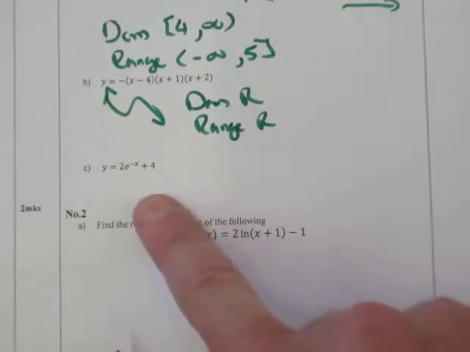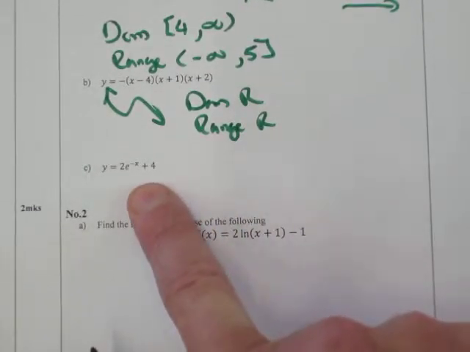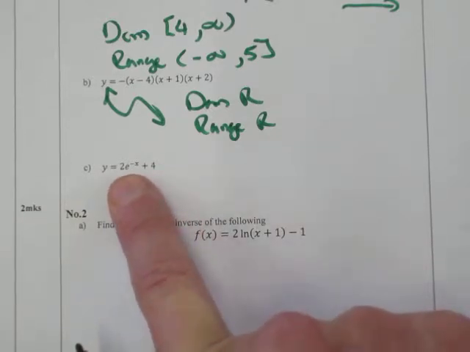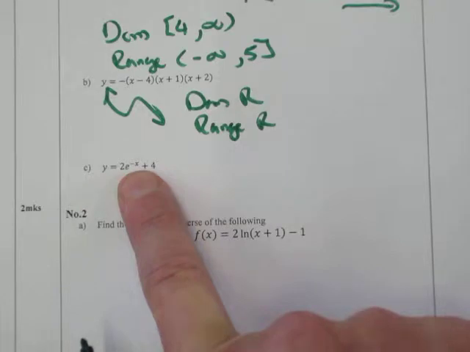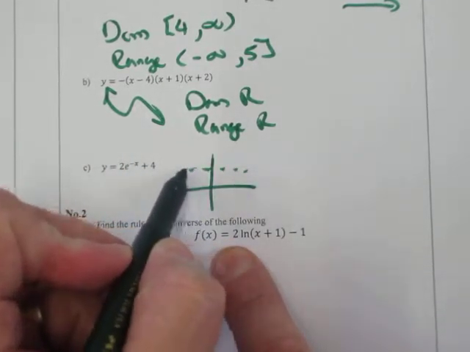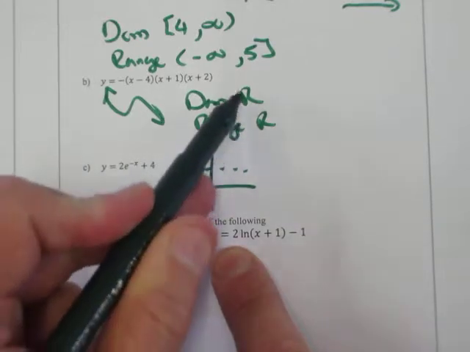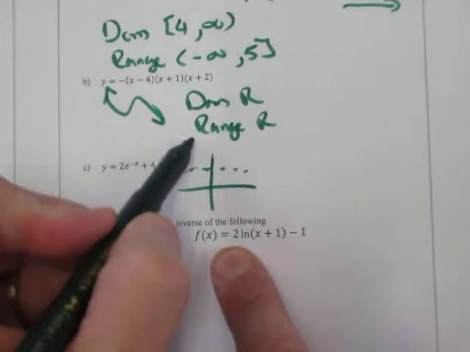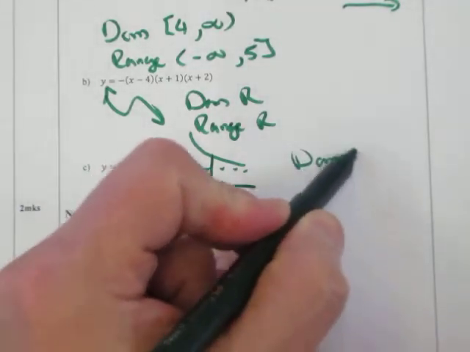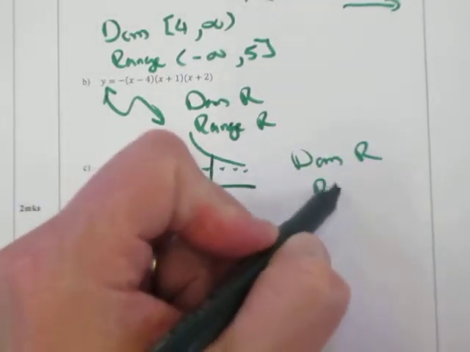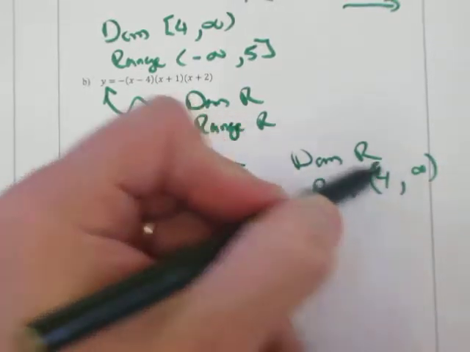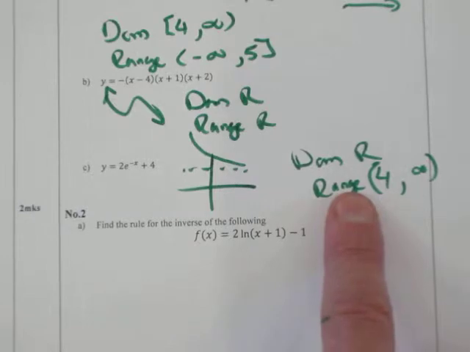Okay, the next one here, might be a bit hard to see. Just look at your sheet. It's 2 e to the minus x. So you've got a dilation of 2 from the x-axis, a reflection in the y-axis, and then up by 4. So the asymptote has been moved up by 4. The original graph looked like that, but now it's going to be reflected in the x-axis. Who cares about the rest? If I want the domain, it's just real, and the range is going to be 4 to infinity, not including 4 because that's an asymptote.